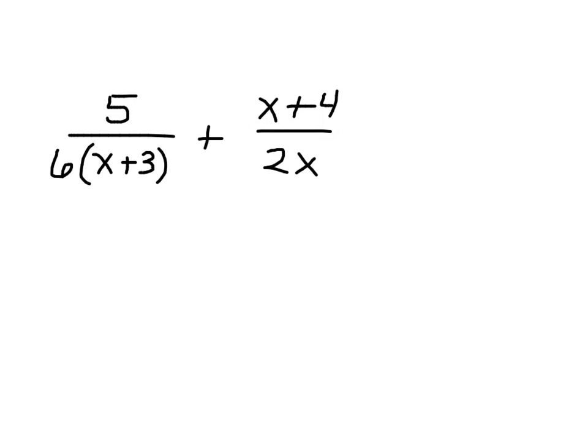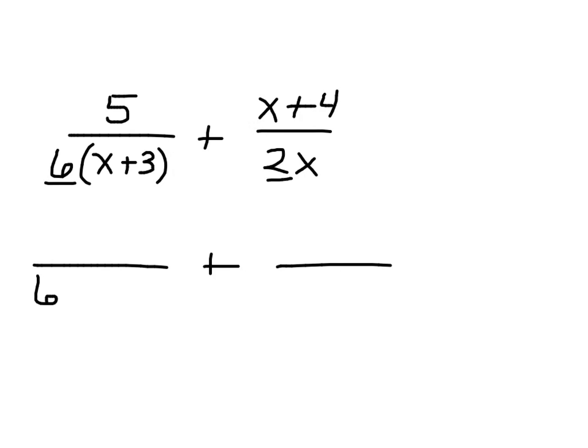Looking at the number 6. If I look at the number 6 and I look at the number 2, I can't go down, but I can go up. Multiples of 6 are 6, 12, 18, 24, and so on. Multiples of 2 are 2, 4, 6, 8, and so on. What's the smallest number that they both share in common? Good. So I need to have it down here as a 6.